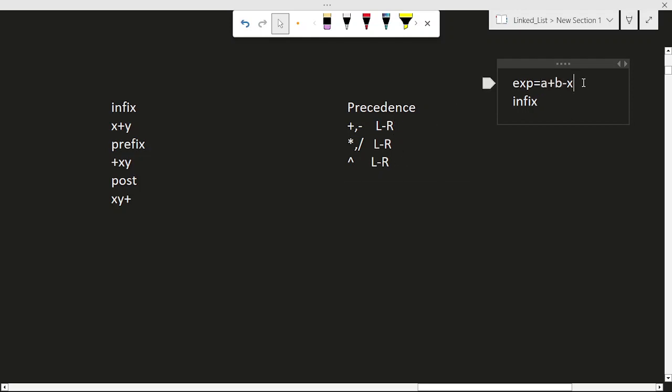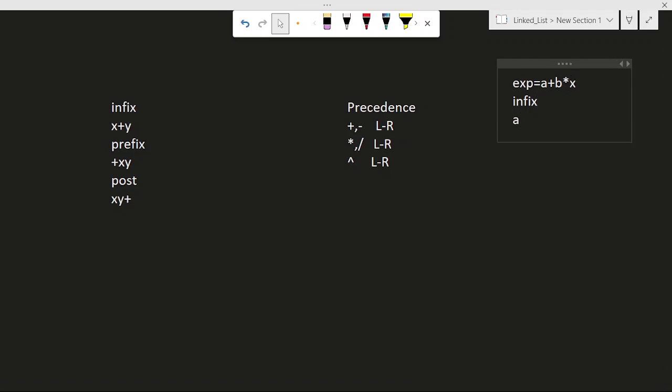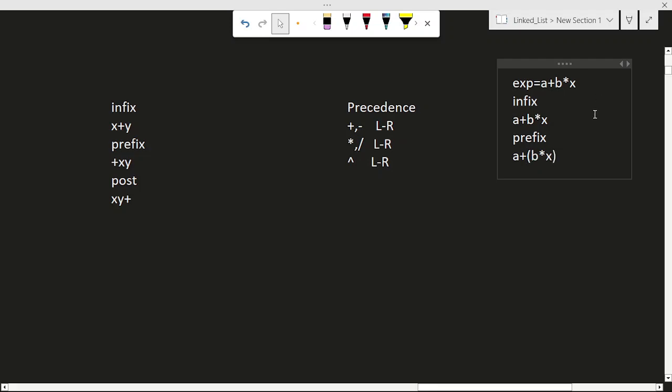So let me take the previous expression again. When it is given like this, this is infix, right? Infix is nothing but a plus b star x. Now what will be the prefix? For prefix, you need to put brackets first. You put the bracket for the operation that you need to solve first.